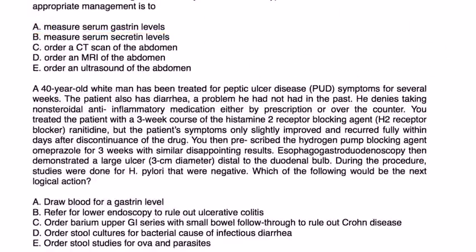And finally, a 40-year-old white man has been treated for peptic ulcer disease for several weeks. He also has diarrhea, a problem which he has not had in the past. He denies taking NSAIDs, either by prescription or over the counter. You treat the patient with a 3-week course of an H2 blocker, ranitidine, but the patient's symptoms only slightly improve and recur fully within days after discontinuance of the drug. You then prescribe the proton pump blocking agent omeprazole for 3 weeks with similar disappointing results. An EGD then demonstrates a large ulcer distal to the duodenal bulb. During the procedure, studies were done for H. pylori that were negative. Which of the following would be the next logical action?